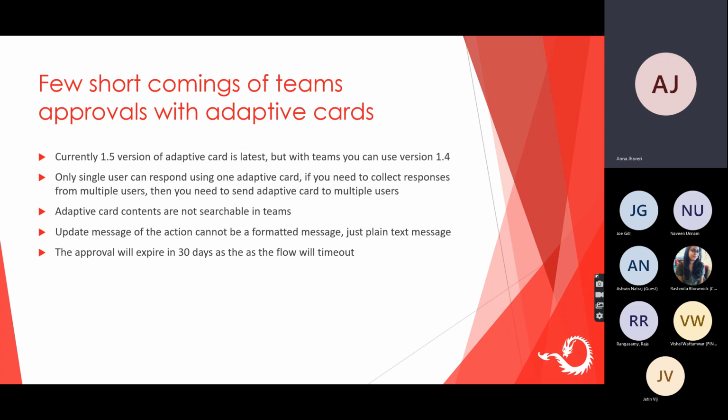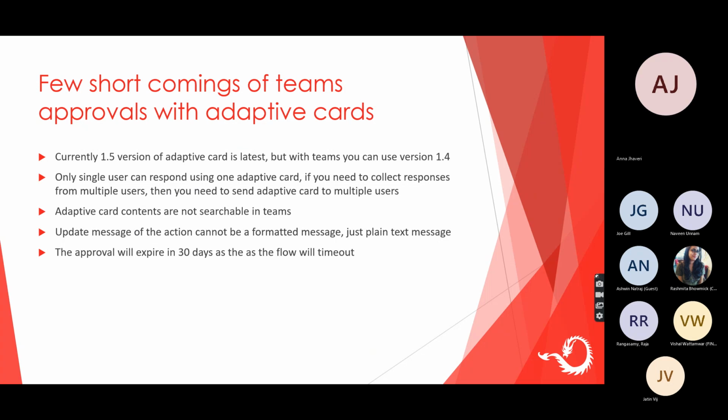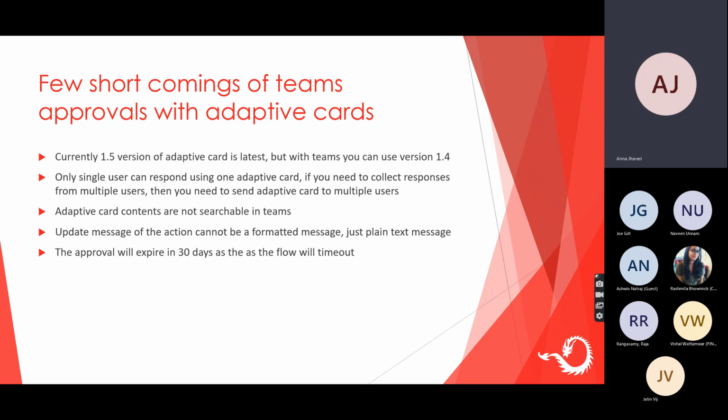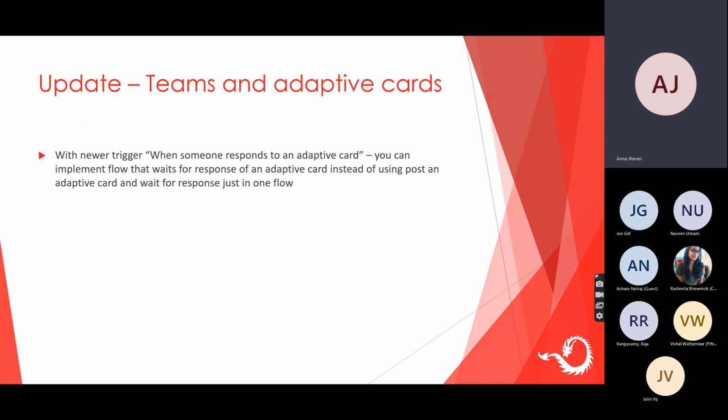provided after the approval to the users. And the approvals, like the flow times out after 30 days. If your flow is waiting for the response from the approvers till 30 days, your approval will get expired and you won't have any option to get it back. So I'll talk about that in our further slides on how to manage approval beyond 30 days.